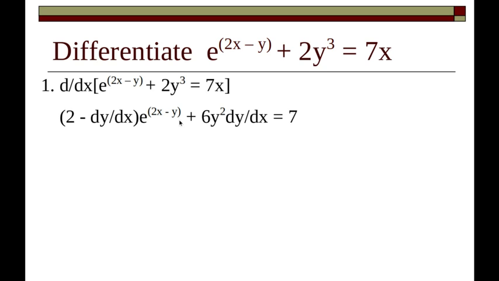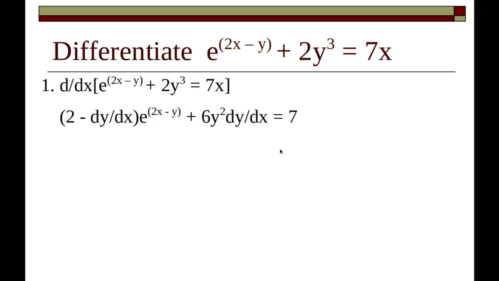And then over here, we've got our chain rule again. Remember, y is a function of x, so we get 6y squared, and then we have to multiply by the derivative of y, which is dy/dx. And then the derivative of 7x is just 7. So now we've done the calculus.